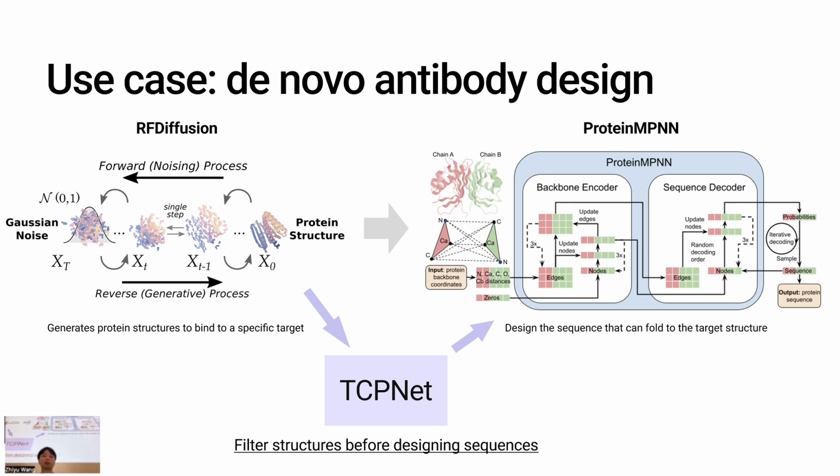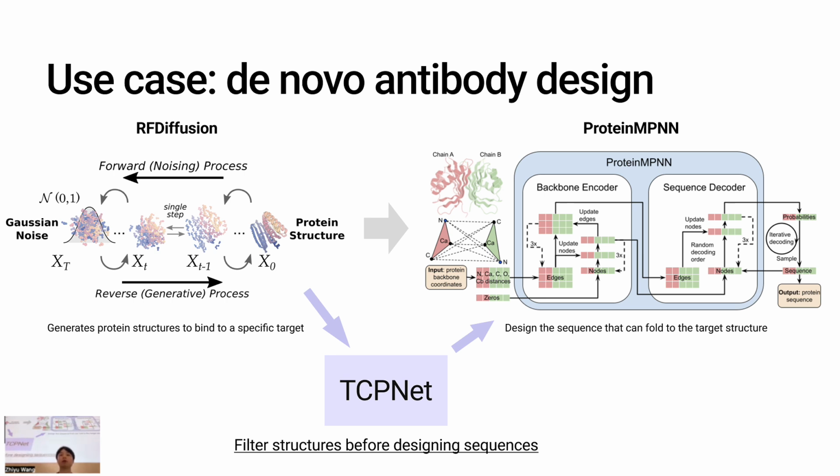However, this causes many of the structures that cannot be developed as antibody to be passed to the sequence design stage. And the sequence design stage can be quite expensive. For example, you may need to sample 100 to 1,000 possible sequences, and for each of the sampled sequences you need to check whether it can actually fold into the structure you want, and whether it's toxic, whether it's soluble, as well as many other properties.